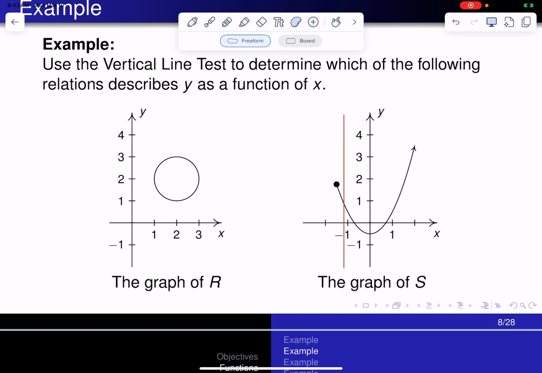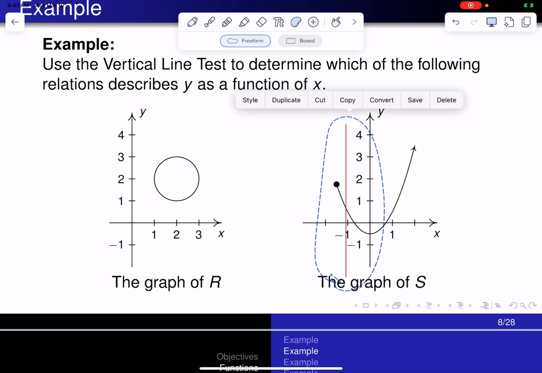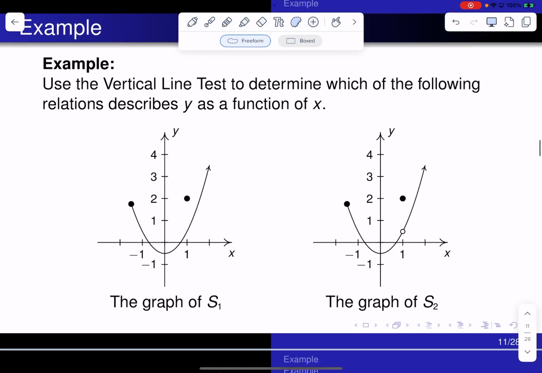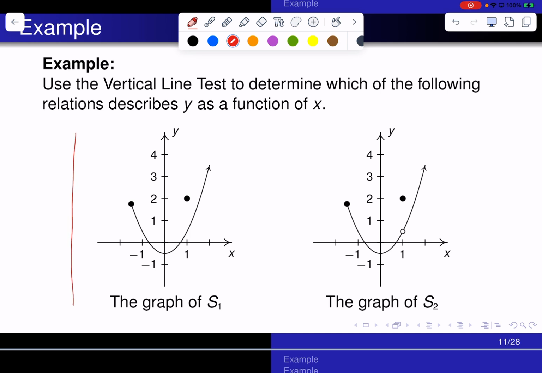What about graph S? That's good. It is a function. Okay? Any questions? All right, that's pretty simple. Let's see about this one. Okay, this is a little interesting. They make it a little more complicated by doing some open and closed points. So let's clarify here. This parabola, look so far, is it passing the vertical line test? Is it only crossing in one point? But when we get to the point 1, my question is, is it crossing once or twice?